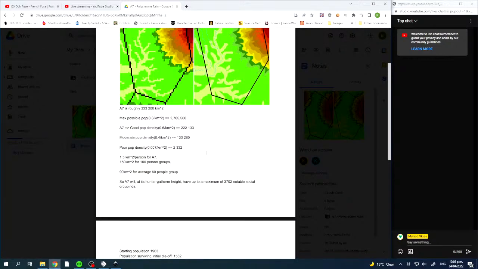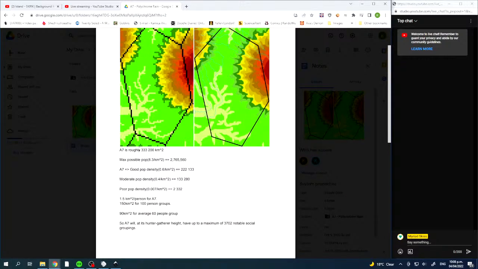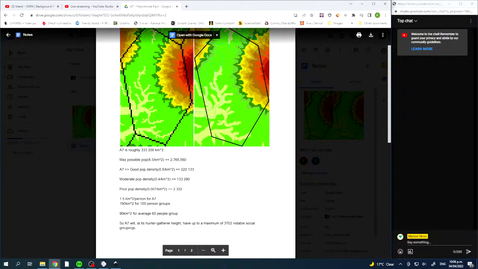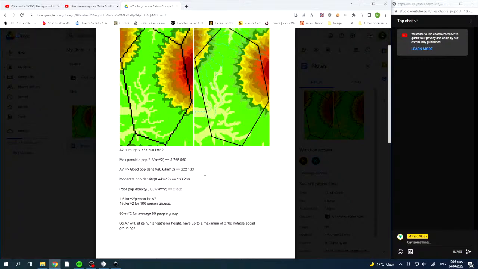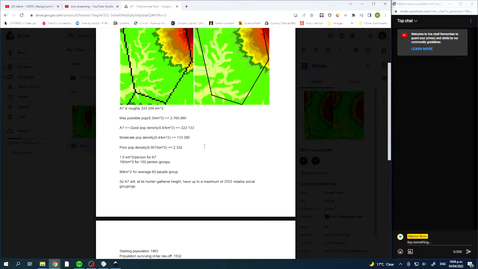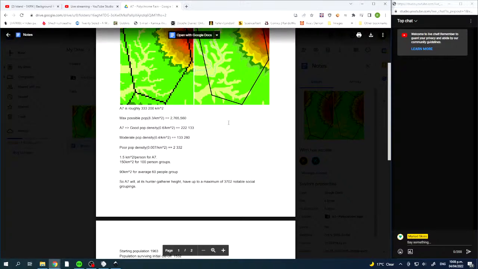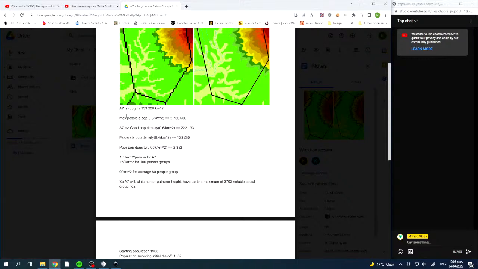I wanted to figure out how many people can roughly live in there. So I did a bunch of looking around places. I don't really want to call it research. I did at some point calculate how big that is. 333,200 square kilometers is roughly how big A7 is. So that's quite sizable. I forget what it's comparable to, but oh well.